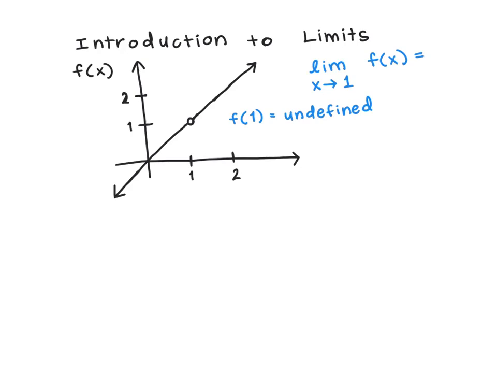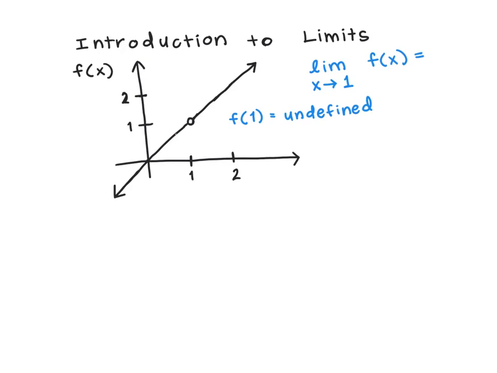Instead, the question that I'm asking is, as I get really, really close to the x value of 1, what is my function approaching? So essentially, we're going to be looking at x values to the left, getting really, really close to 1 from the left. And we're going to be looking at x values to the right, getting really, really close to the x value of 1. And we're going to see what the value of my function is as I get really close to 1. So we're going to be tracing along our curve.